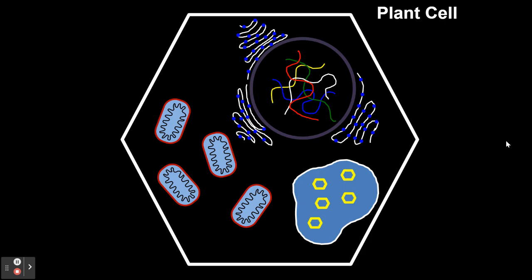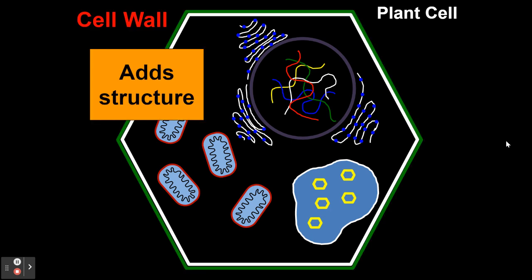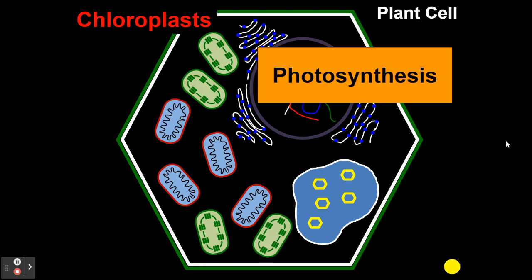Now, let's say we want to make a plant cell. So we're going to take everything that an animal cell had, and we're going to add two things. The first, we're going to add a cell wall made of cellulose to add some structure. And then we're going to add some chloroplasts so that this plant can do photosynthesis.